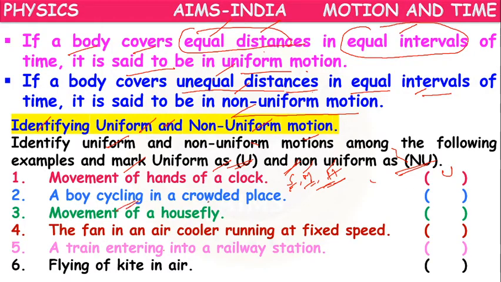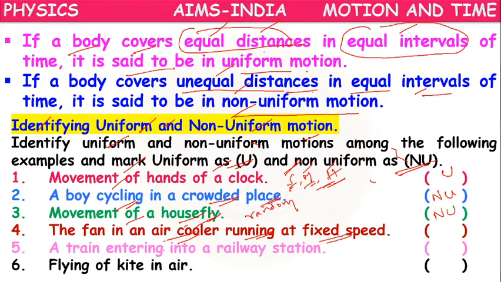A boy cycling in a crowded place. If any person comes in his way, he will make a turn and his speed will change. If there is nobody, he will move fast. His speed will change, so it is non-uniform motion. Movement of a housefly: you might have observed that houseflies move in all random directions. Their movement is also non-uniform.